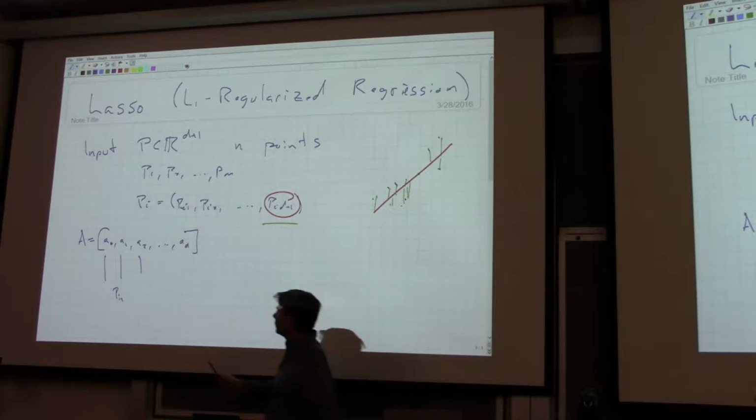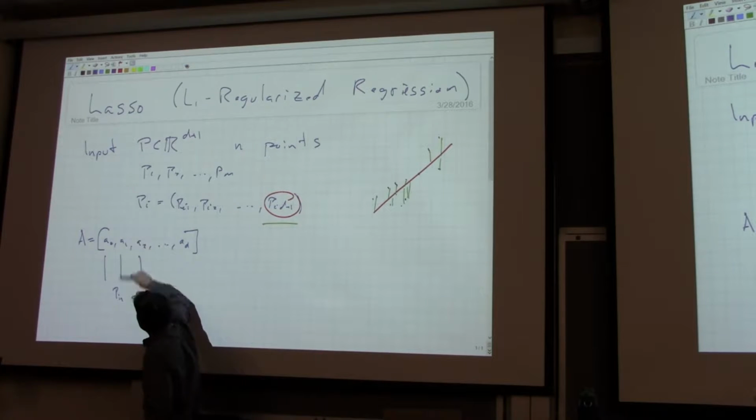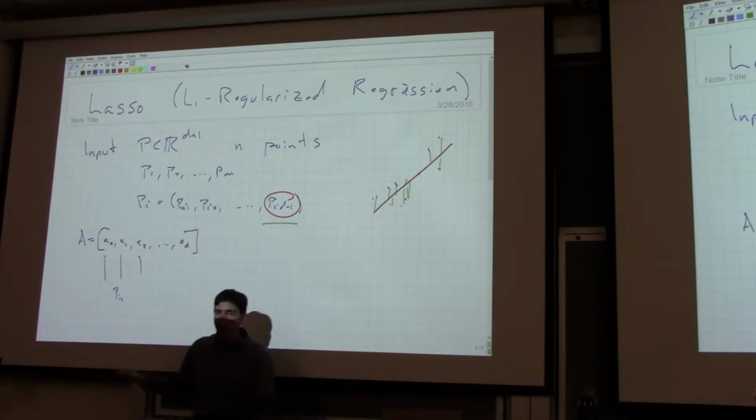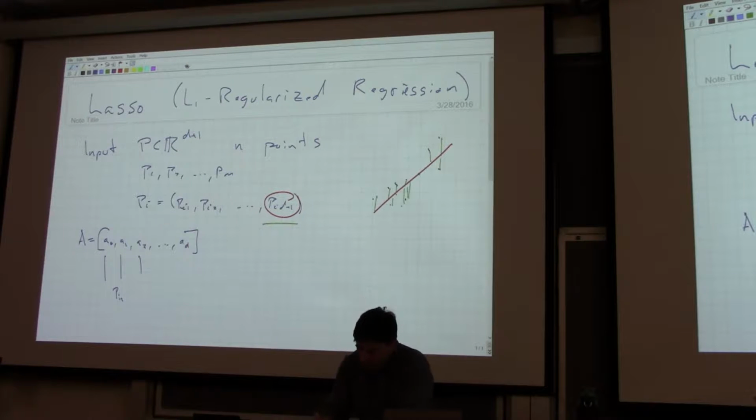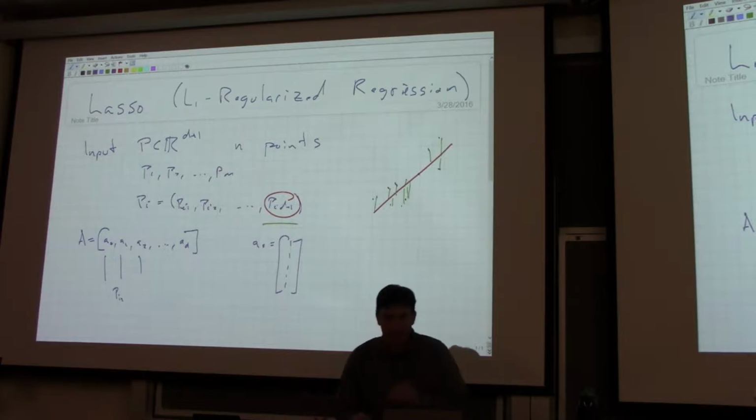values of i. So for the first, this is a column here, and the ith row of the column is the first data point, the ith row is for the second data point, and so forth. This first column is going to be all ones. So A0 is going to be the all one vector.